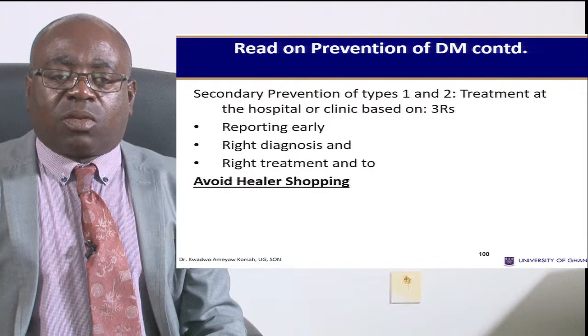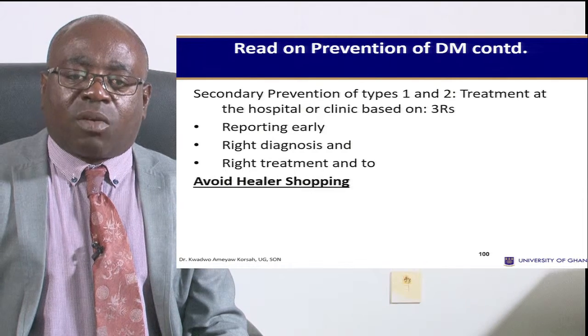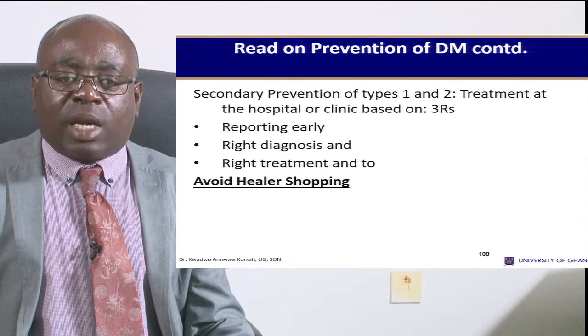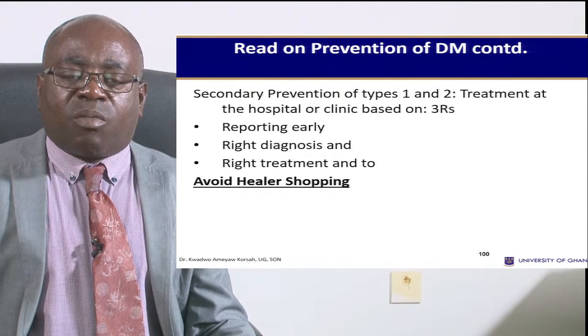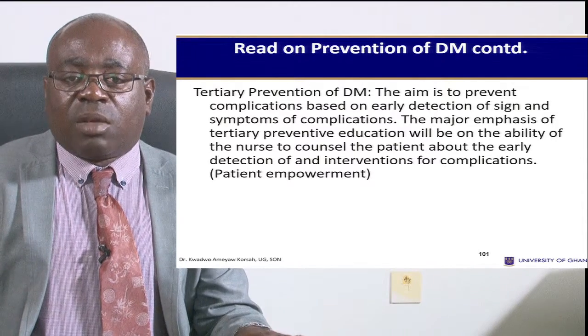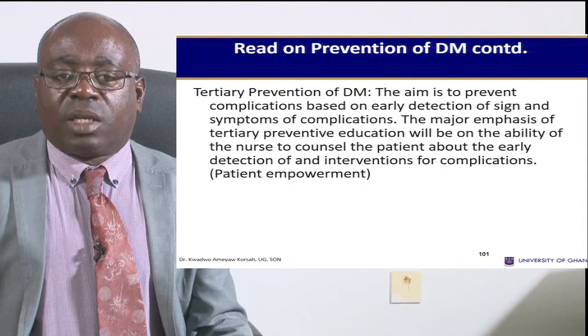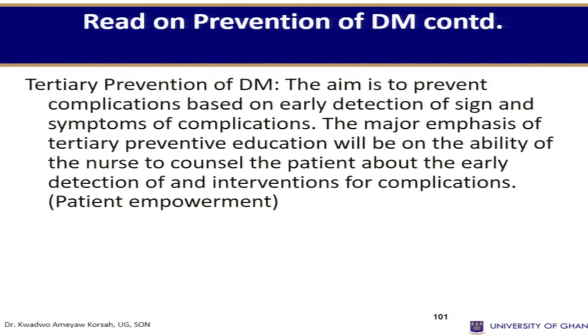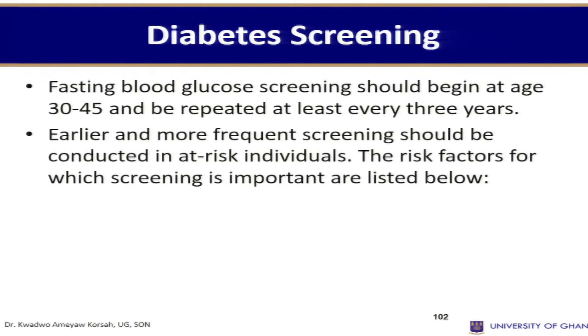and then when they are able to report early, then it will help the healthcare provider to do right diagnosis, and then also commence right treatment. And then tertiary prevention, the aim is to prevent complications based on early detection of signs and symptoms of complications. And then the major emphasis of the tertiary preventive education will be on the ability of the nurse to counsel the patient about the early detection of the interventions for the complications. And that is patient empowerment, which is very important.